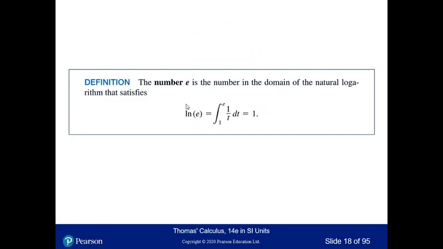And we have a number e. Everybody knows the number e. Number e is between 2 and 3. It's a transcendental number. Okay, what is the natural log of e? It is the integral from 1 to e of 1 over t dt, and this is going to be 1. When you calculate this integral, it's going to be 1.